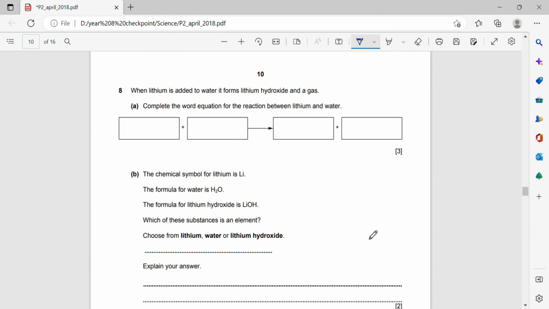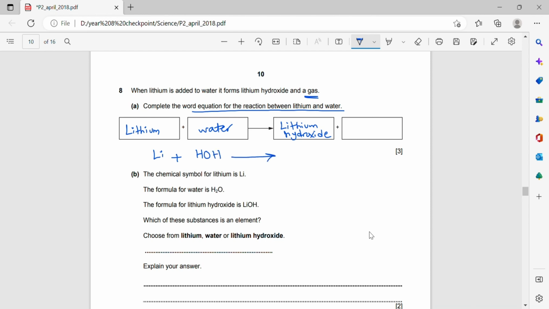Question number 8. When lithium is added to water, it forms lithium hydroxide and a gas. Complete the word equation for the reaction between lithium and water. So we have lithium and water, giving lithium hydroxide and a gas. What's the name of this gas? How could we know? Let's recall when we studied before the reaction of metals and water. If we have a metal like lithium plus water, water is H2O, but we will write it this way to show you the name of the gas formed.